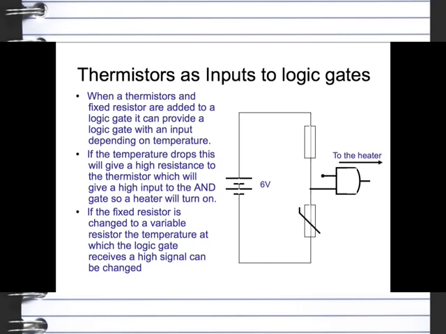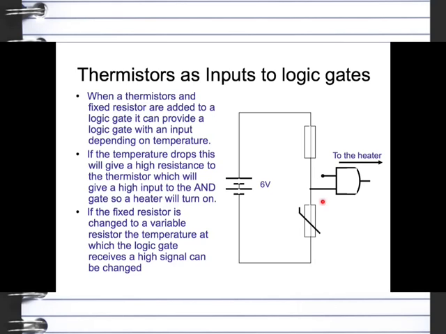Now here we've got an AND gate added into a potential divider. Our R2 here, our second resistor, is what we call a thermistor, and we've got a fixed resistor at the top here. As we've seen with our potential dividers, when you change the resistance here, it can change the output here. So this might be for a potential divider going to a heater through our logic gate.